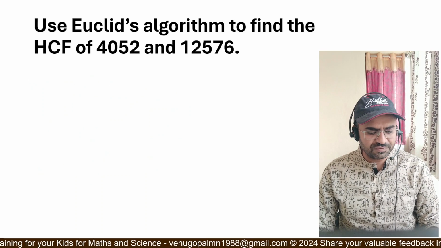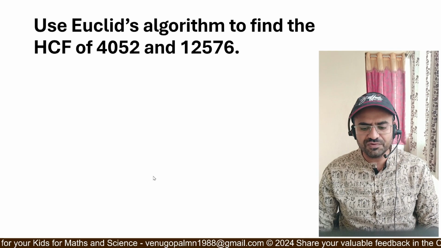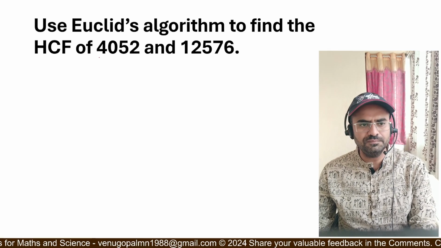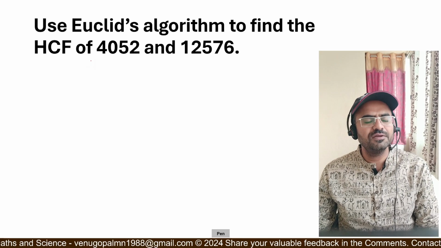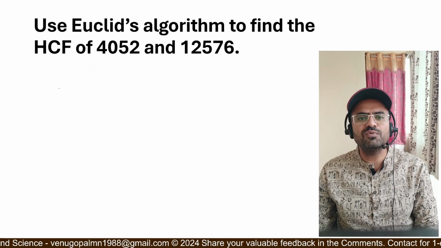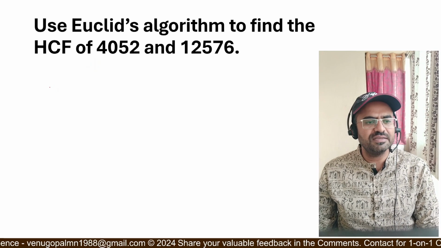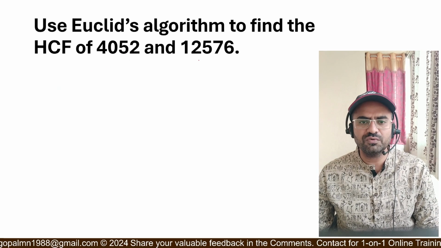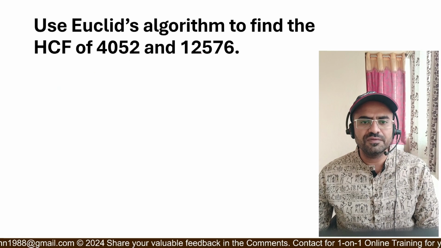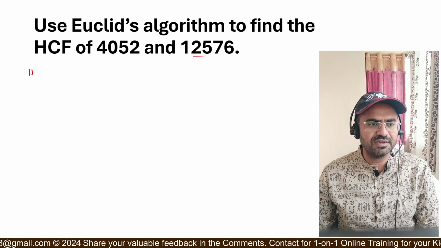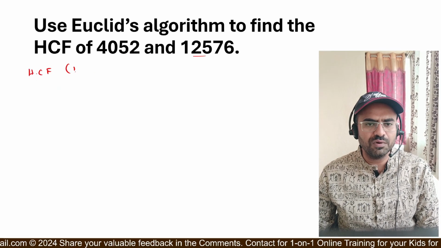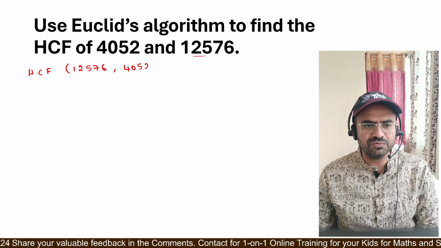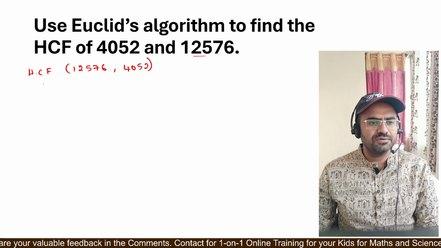Okay, let us see one more big example which is given in your textbook. Find out the HCF of these two numbers. So one more last example which is given in your NCERT textbook is HCF of 4052 and 12576. Now this is the largest number, so we have to write HCF of 12576 comma 4052, correct?